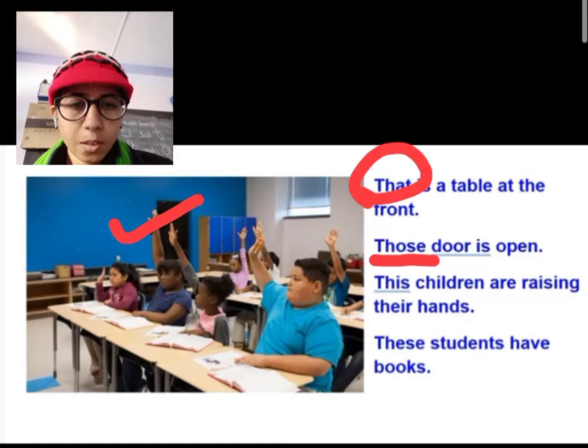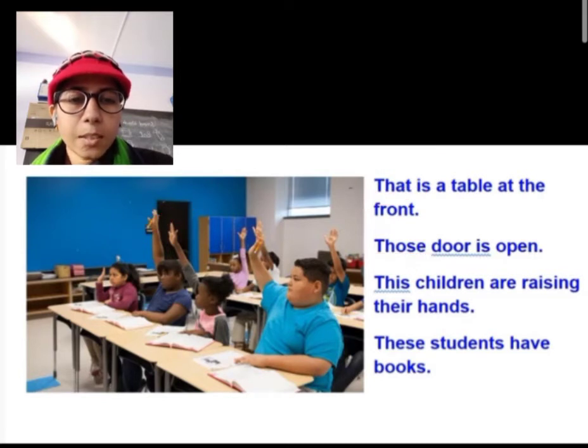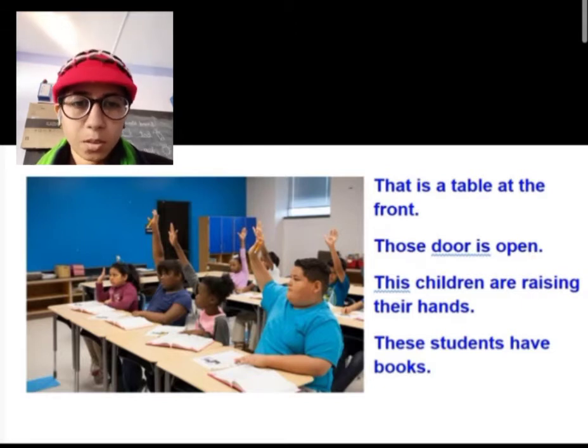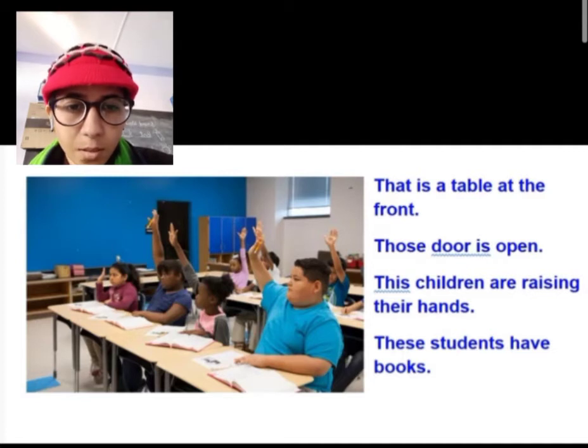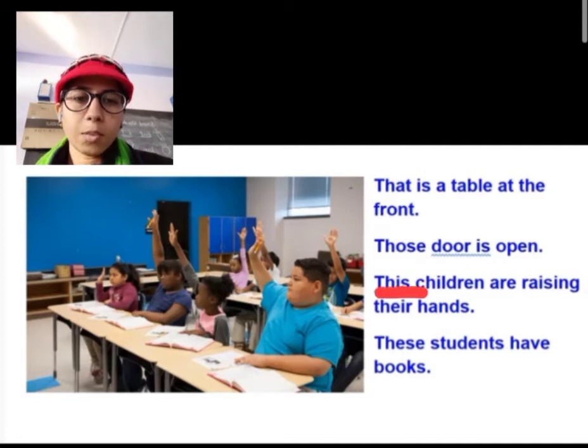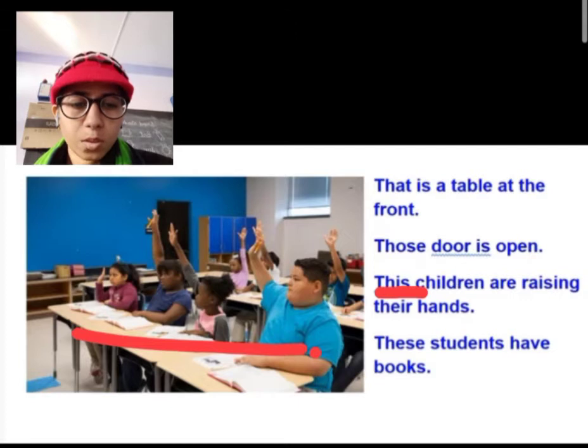The next one is, these children are raising their hands. As we are seeing here, there are many children and we have to use these for the plural numbers. But here this is given. So we have to use these children are raising their hands. And the next one is, these students have books. It is absolutely correct because there are many students and many books. So we will use these.